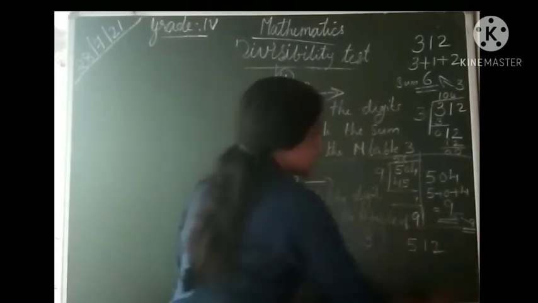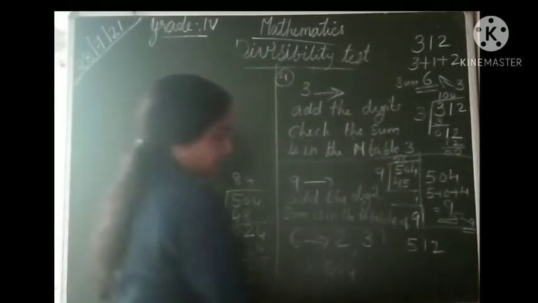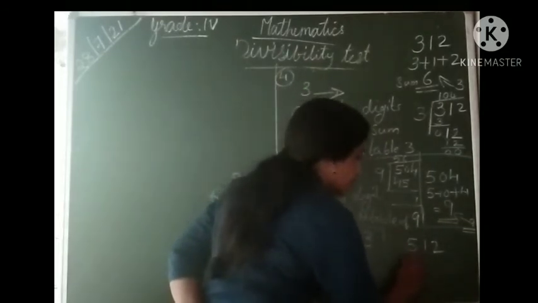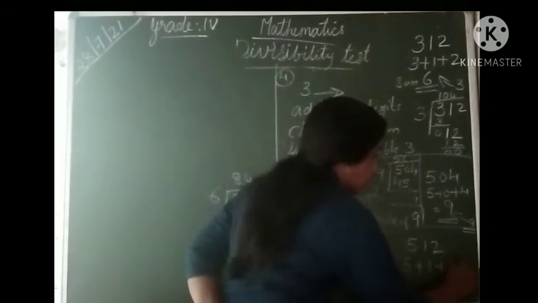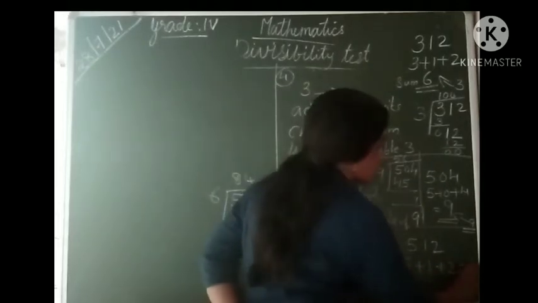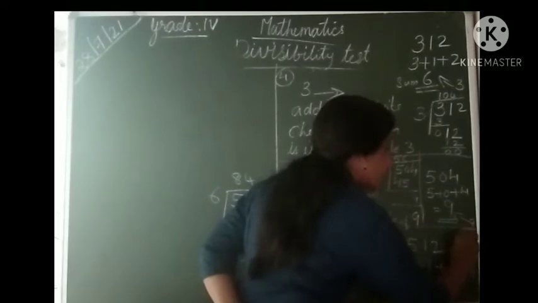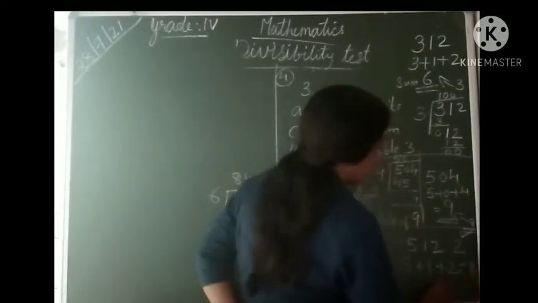512. Is this divisible by 2? Yes, because the ones place number is 2. Is this number divisible by 3? 5 plus 1 is 6, 6 plus 2 is 8. Then this number is divisible by 2 but not divisible by 3.